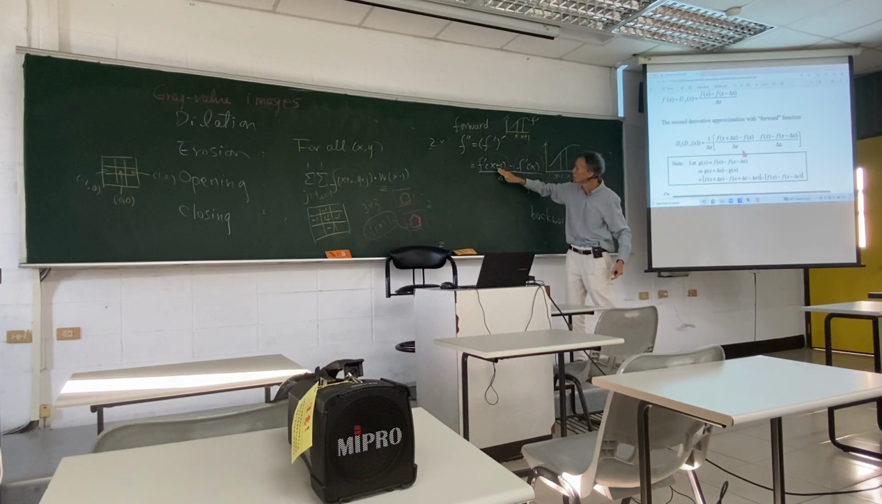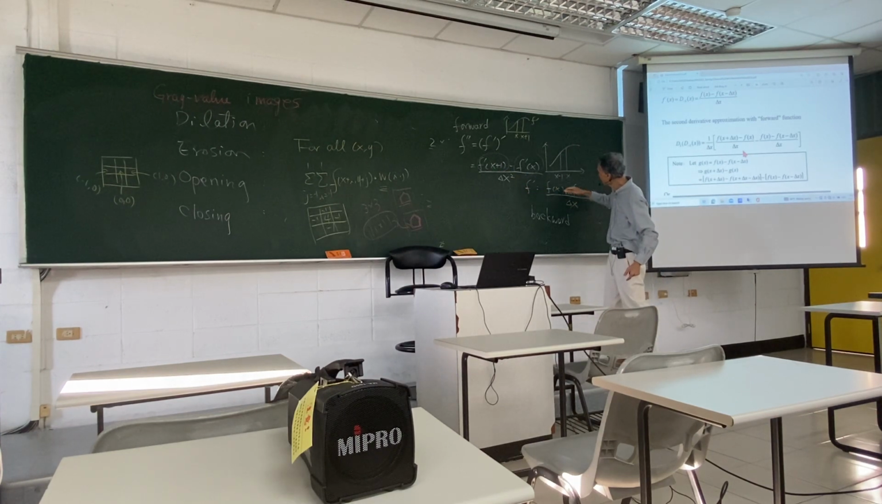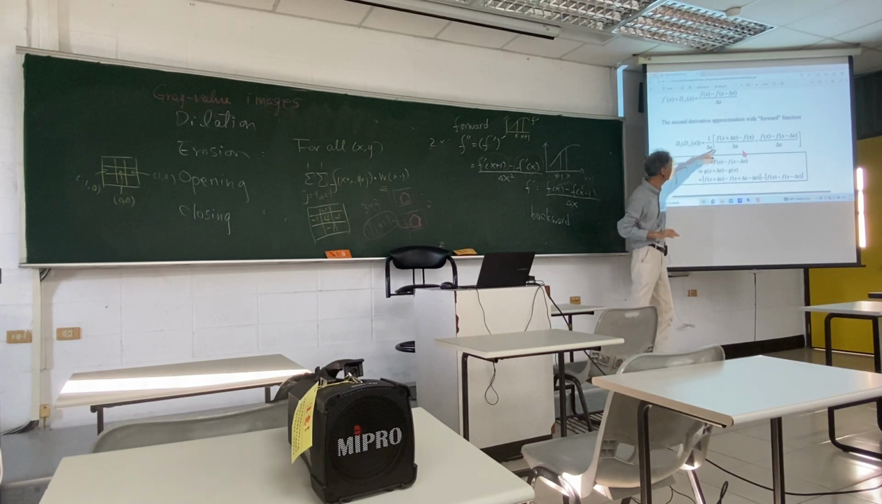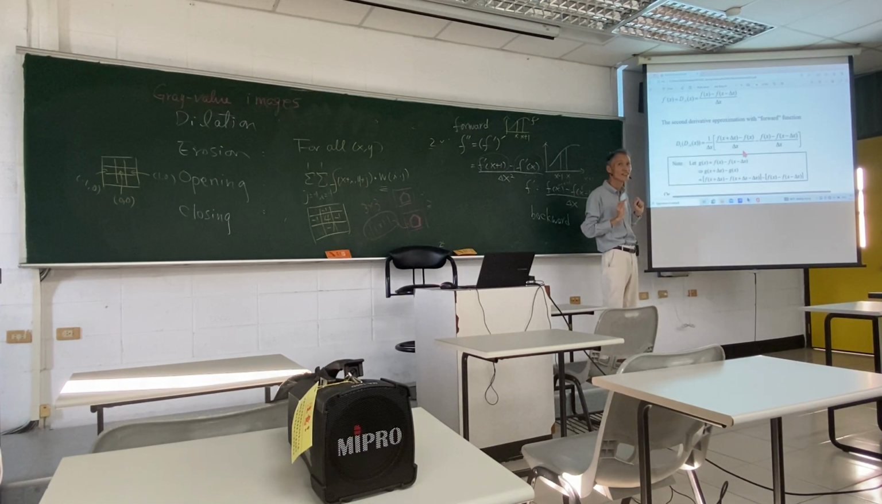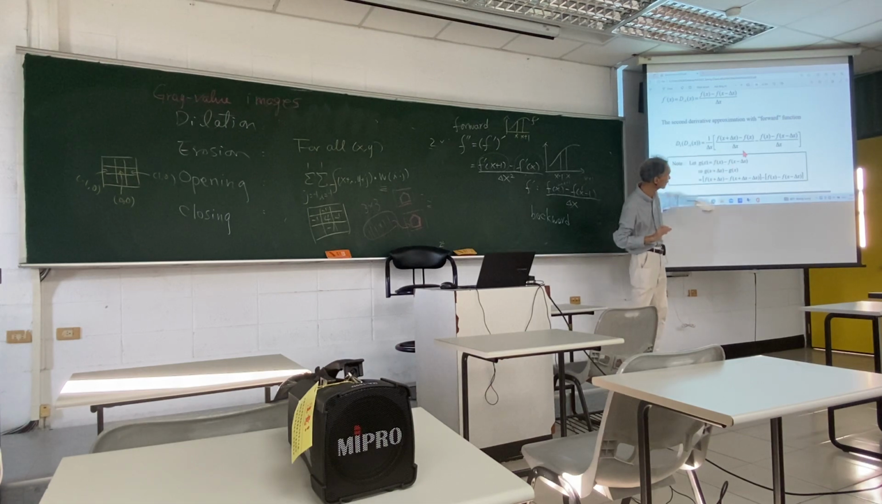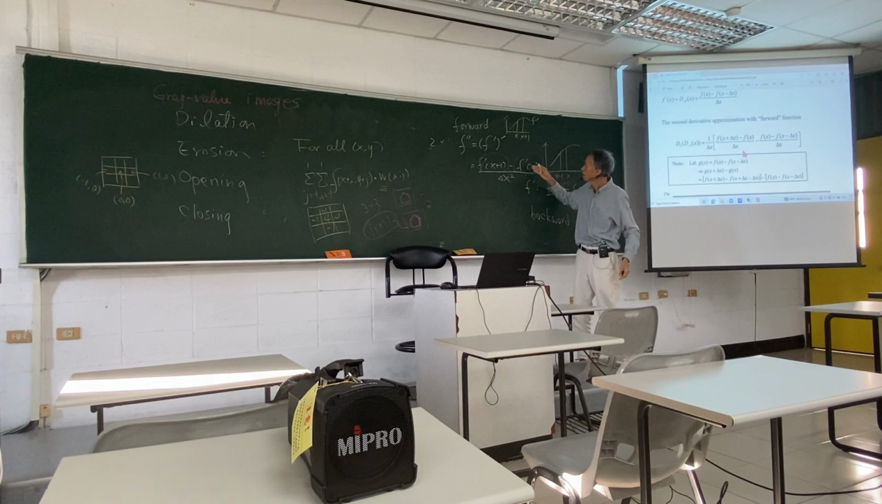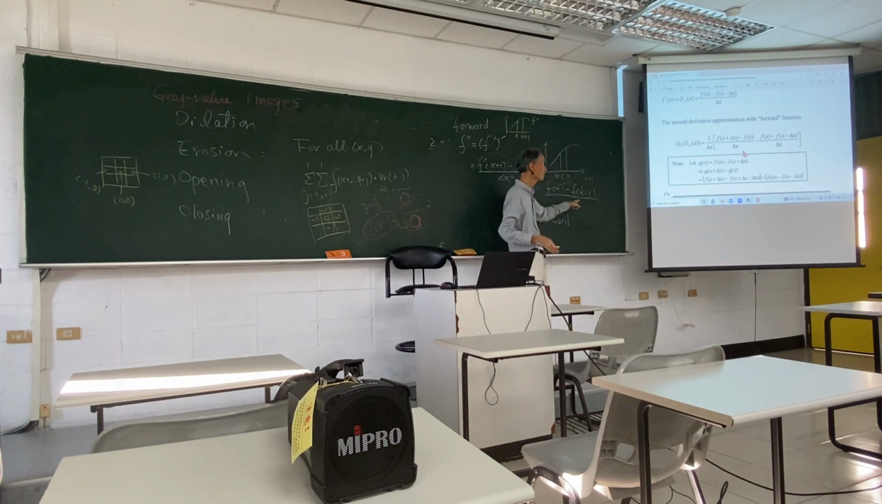Because I have x plus 1 here, I replace x with x plus 1, and minus 1 becomes x. So that's how you got here. And the second term is the same: we put x here and x minus 1 here. That is exactly this term. So that's it.